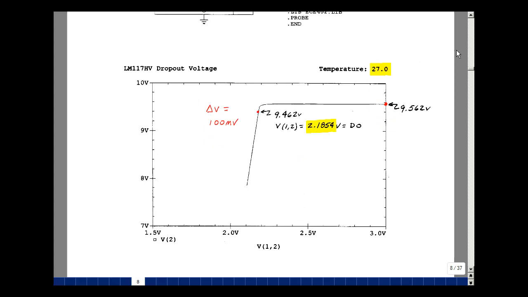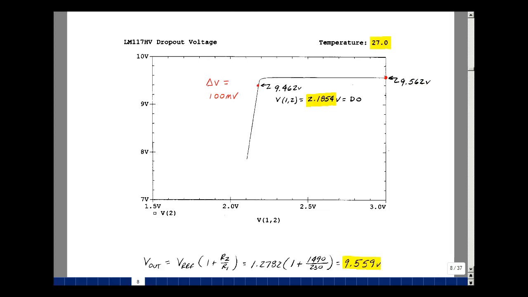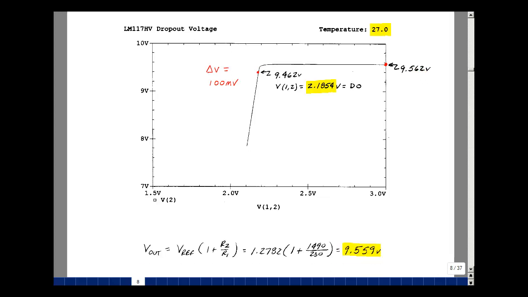So as I'm varying that voltage, we're going to start over here, and eventually you can see the thing levels off at about 9.562. Now if you calculate what you should expect to get, my reference voltage I measured to be 1.2782 for the test chip I was using. In the data sheet it says it's 1.25, and I'm just going to pick numbers here that would be very much like my lab data so I could get a good check on my model. And then with the two resistors I had, these are the exact values. I got 9.559 volts, and again, very, very close to this.